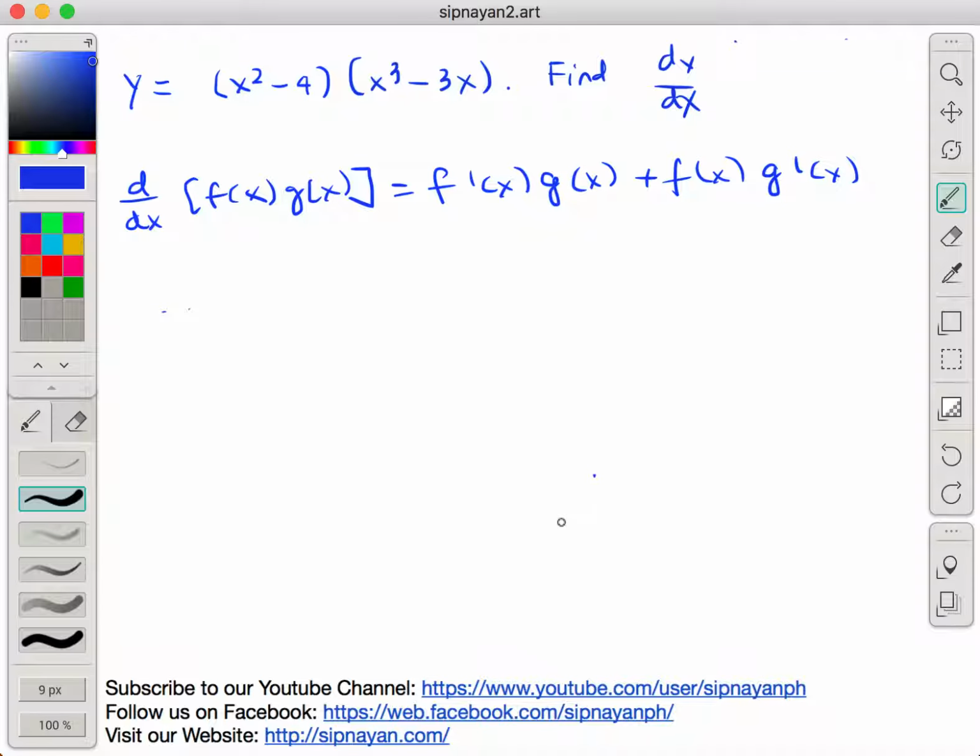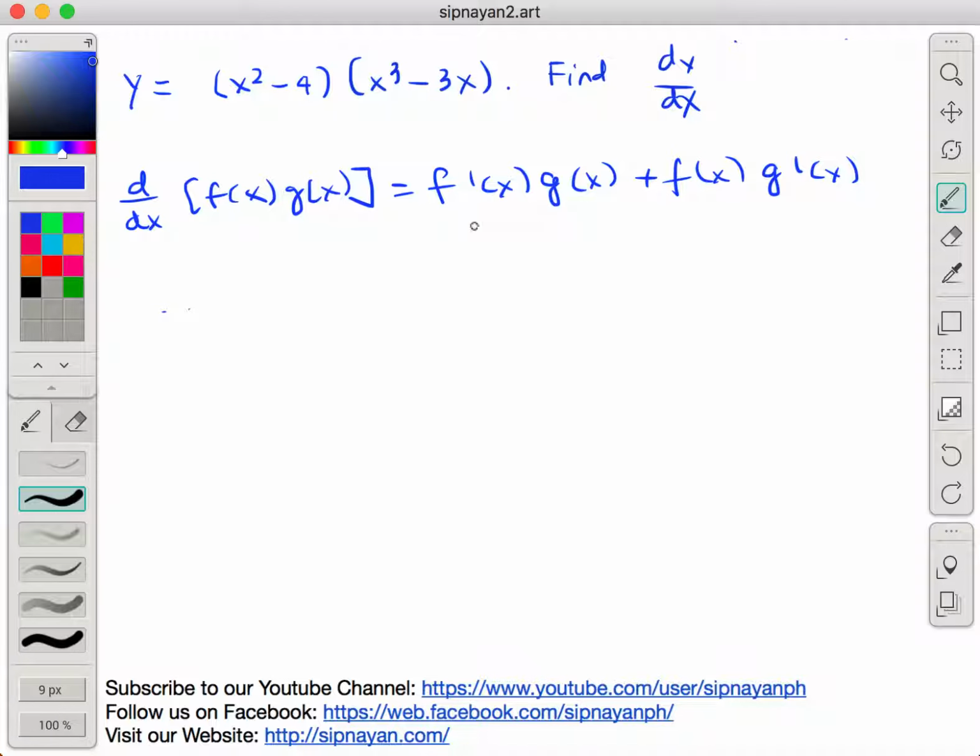In this video, we continue our series on calculus. If you are following this series, we are discussing the product rule. We say in the product rule that if we have a product of two functions and we want to get their derivative, we just get the derivative of the first function times the second function and then add it to the derivative of the second function times the first function.